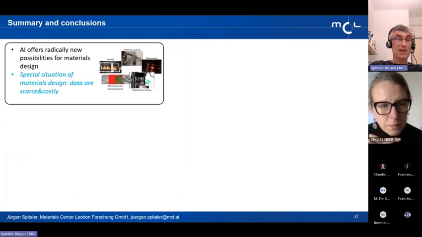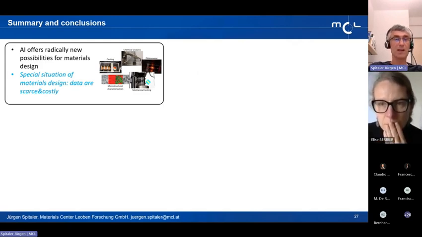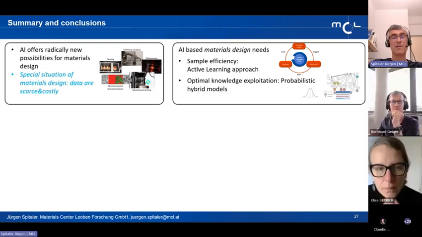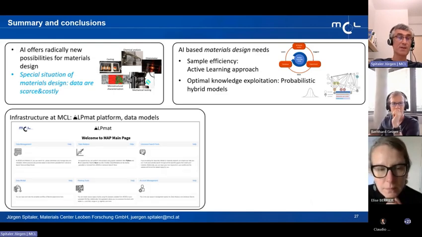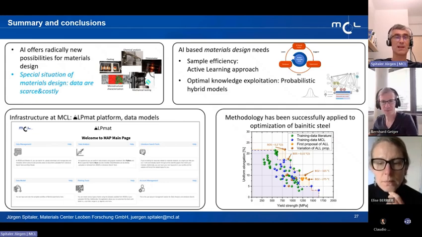Artificial intelligence offers radically new possibilities for materials design, but you have to know how to use the right methods of artificial intelligence, which are adequate for the situation that you have, with very costly data points. So that means in this materials design we take into account sample efficiency. We use active learning to be able to live with as few data points as possible, and we use probabilistic hybrid modeling where we have optimal knowledge exploitation. We have built the infrastructure for doing so and have applied it to the use case of martensitic steels, where we have already first promising results.